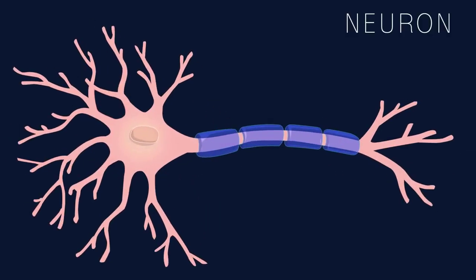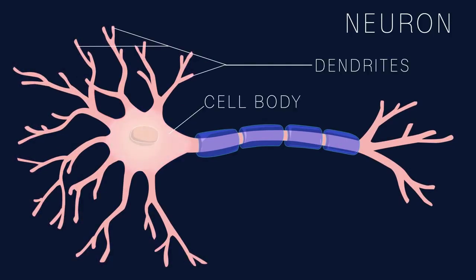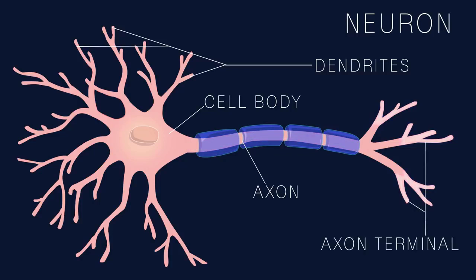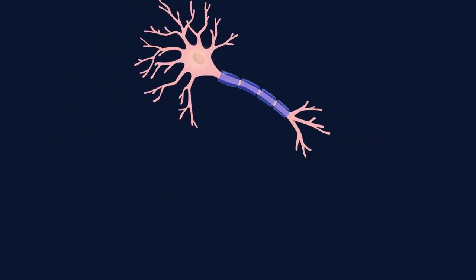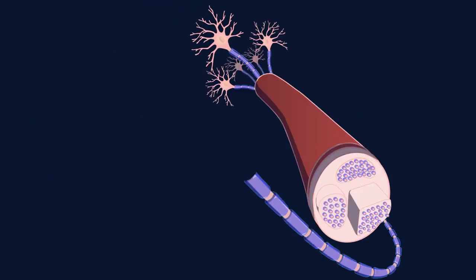This is a neuron, which has four main parts. The dendrites receive information, the cell body processes and integrates that information. The axon carries the information along long distances from one part of the neuron to another, and the axon terminal transmits the information to the next cell in the chain.